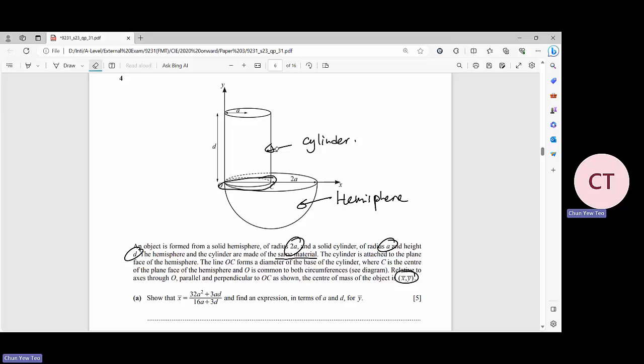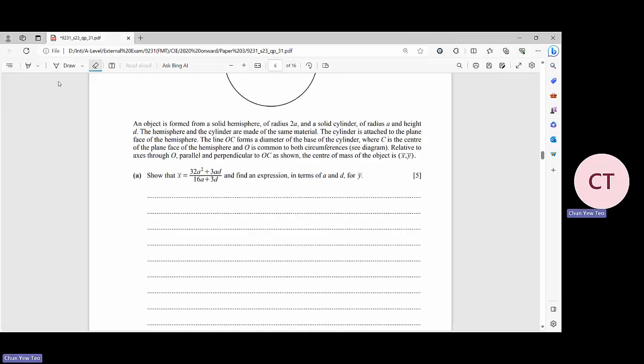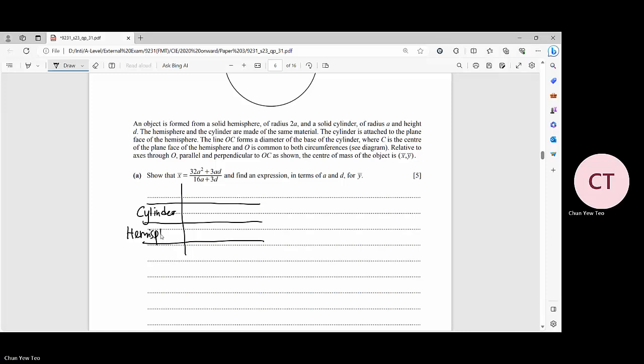Okay, so the first part of the question is actually looking for the center of mass for this combined solid. So what you need to do over here is we just build the table. Okay, just build the table. So we have a solid cylinder. We have a solid hemisphere. So this is the combined solid. And since they are using the same material, we don't need to use the mass. Because they have the same density, we can just use the volume.